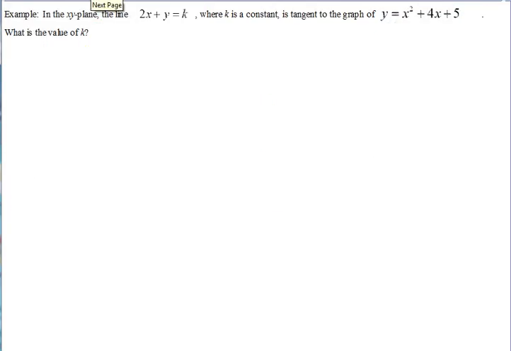Alright, so take a look at the next one. This one says, in the xy plane, the line 2x plus y equals k, where k is a constant, is tangent to the graph y equals x squared plus 4x plus 5. So here, this is the tangent line already. The only thing we don't know is what that constant k is. That's what we're trying to find. What's the value of k?